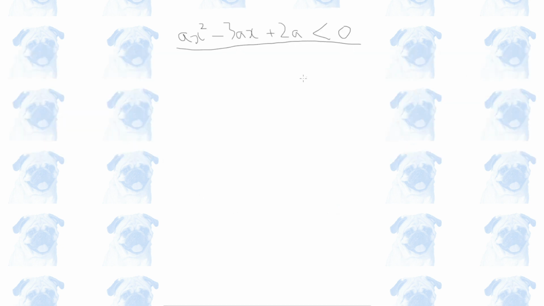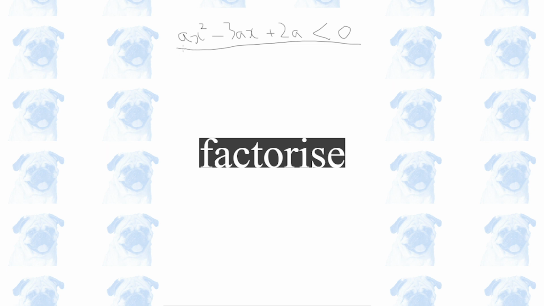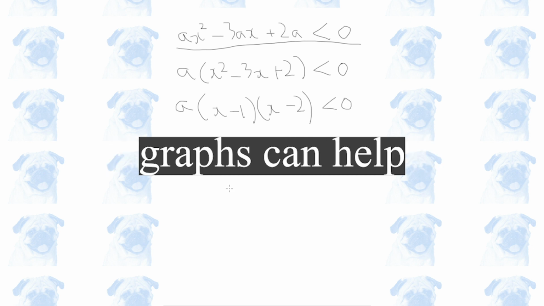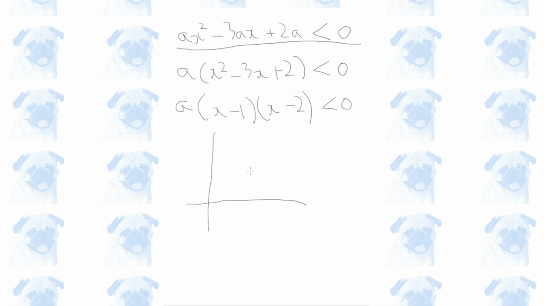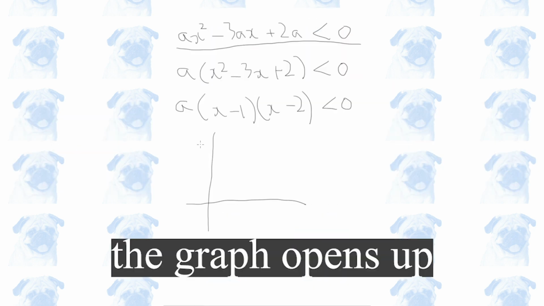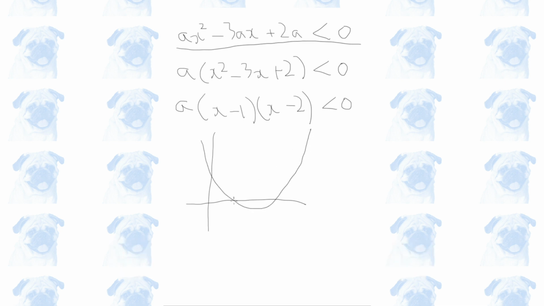Here is the inequality. First thing you have to do is to factorize, extract a from every term. We can factorize the part within the bracket even further. And at this point, let's draw a graph. It's going to be a very rough sketch. And from the question, we know that a is positive. So the graph is going to look something like this. And the roots will be +1 and +2.